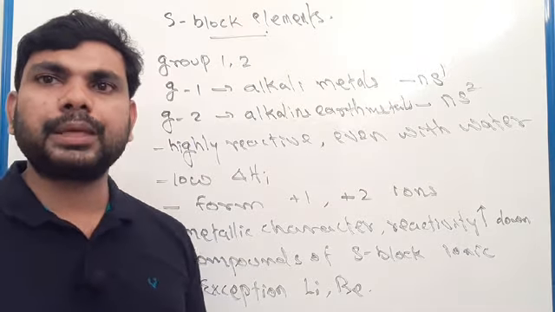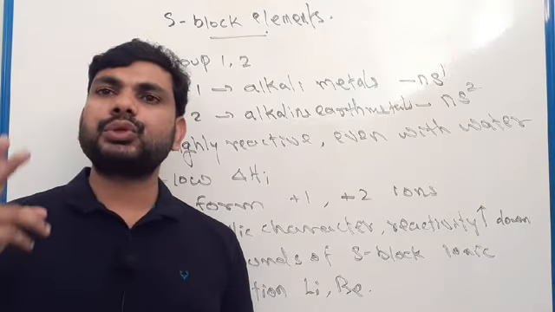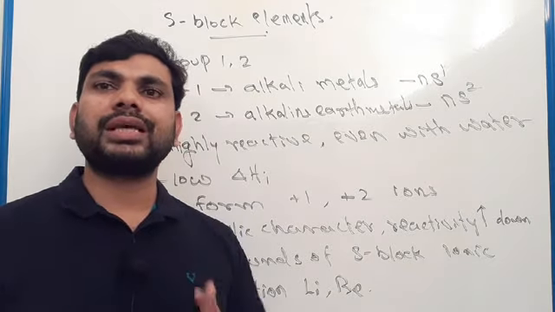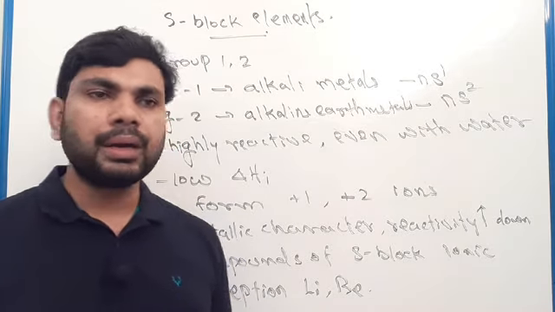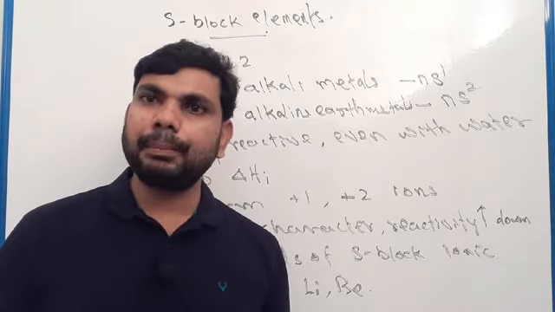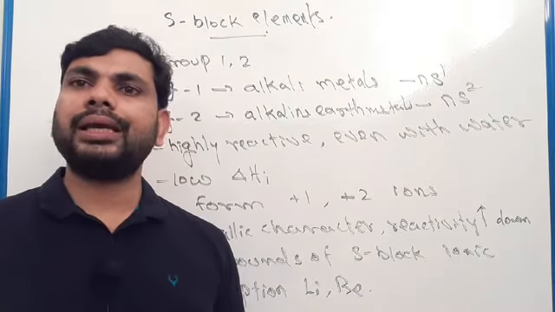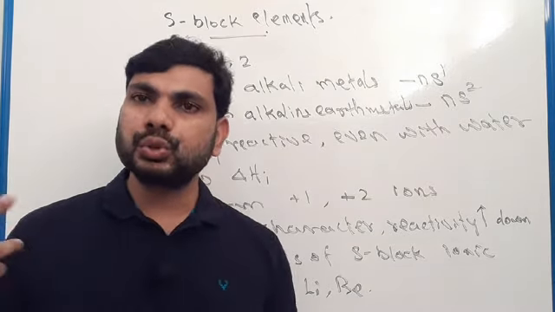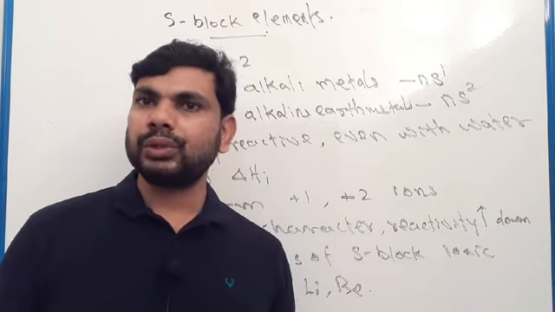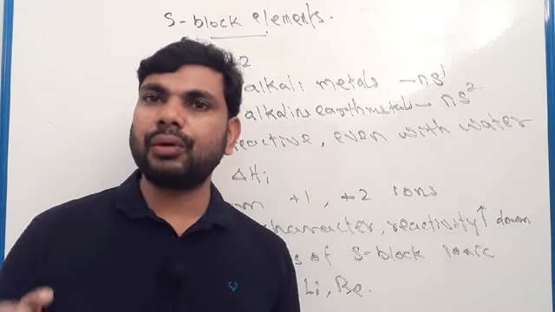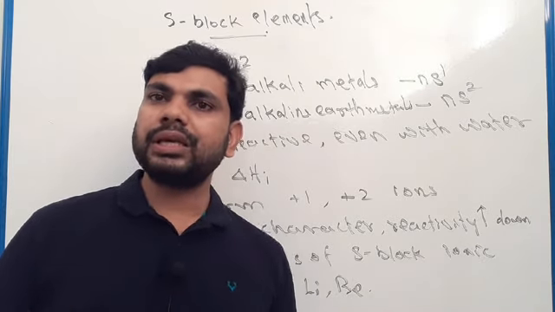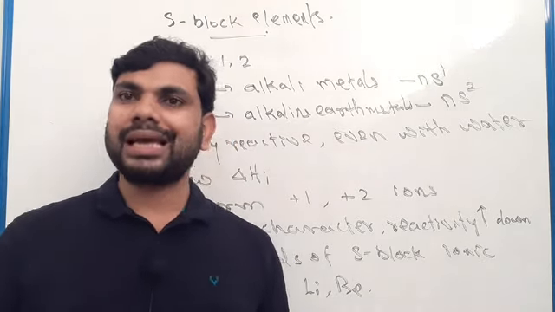Similarly, group 2 elements have 2 outer shell electrons, they lose 2 electrons and form a +2 charge. Example, magnesium has 2 outer shell electrons, they lose 2 electrons. Calcium, group 2, loses 2 electrons and forms Ca2+. Magnesium, Mg2+. Sodium, lithium group 1, Na+, Li+.